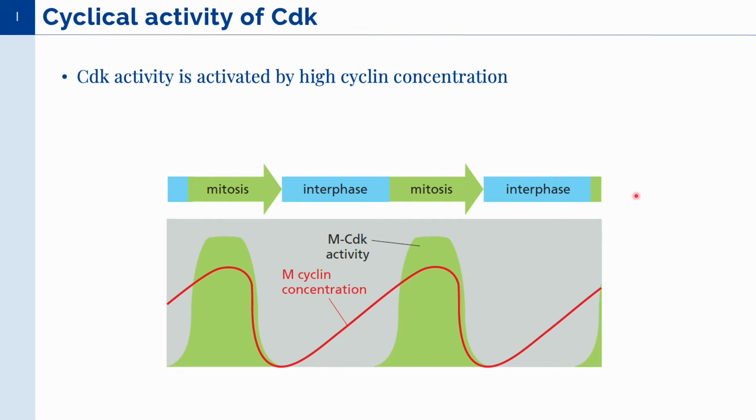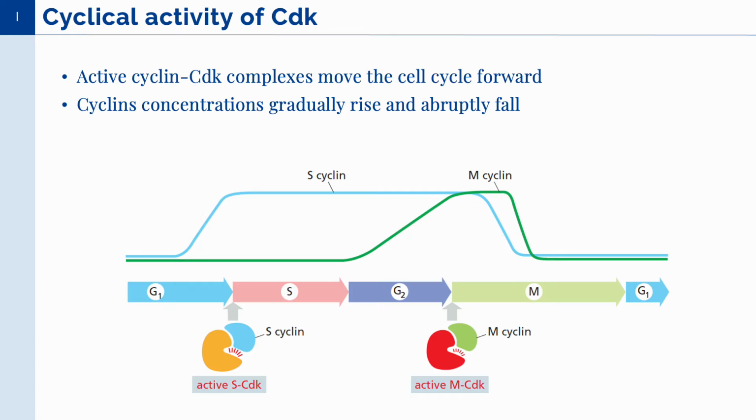So here in this figure, you can see that our cyclin-CDK activity, in this case the one being shown is M-CDK activity, is only present at certain times of the cell cycle. And these coincide with the high concentration of your M-cyclin. So here we see that as the M-cyclin concentration increases, at its peak, this is where we see the M-CDK activity happening.